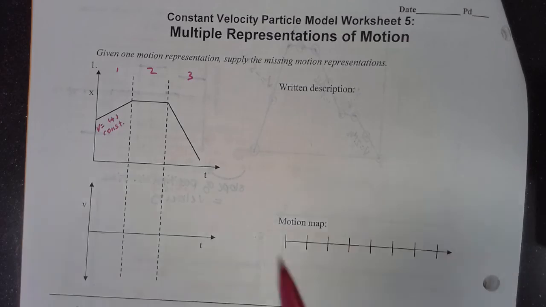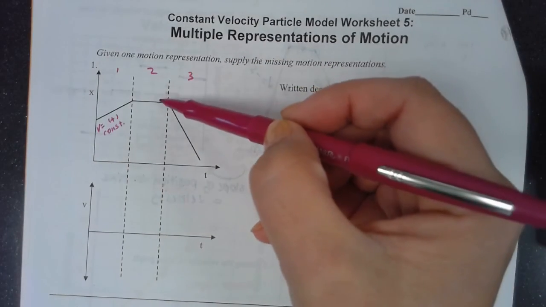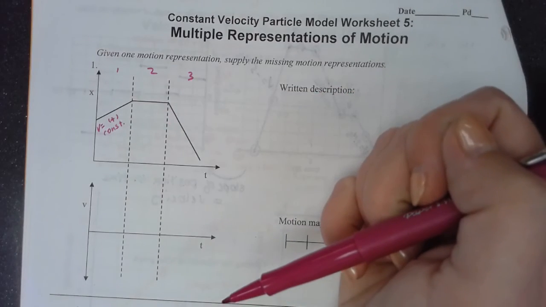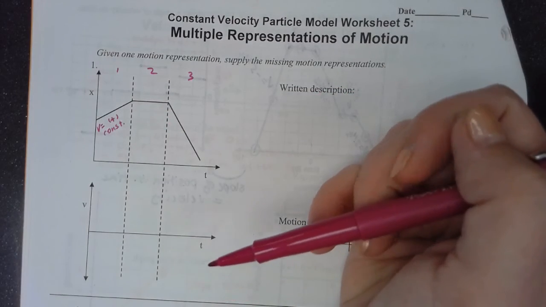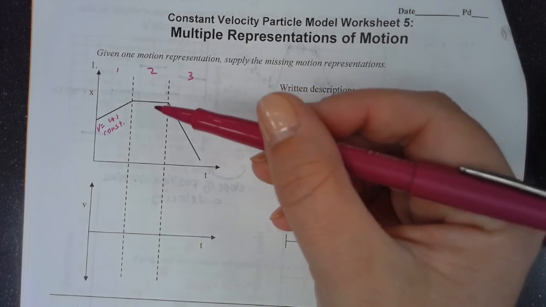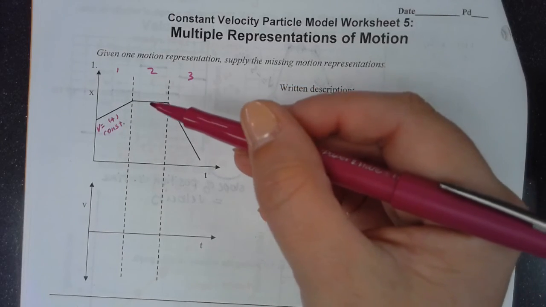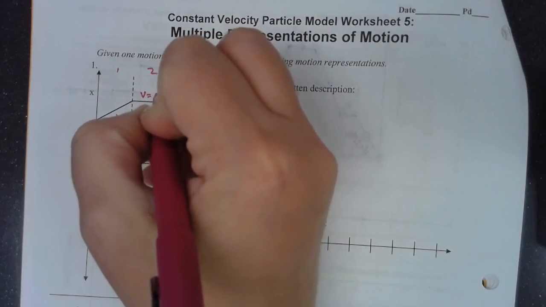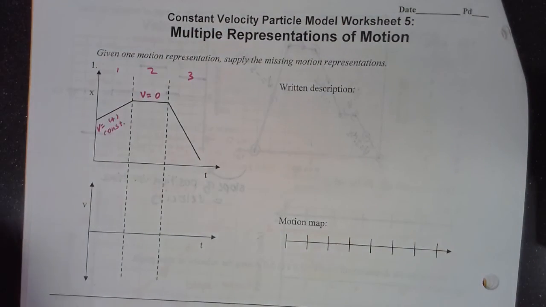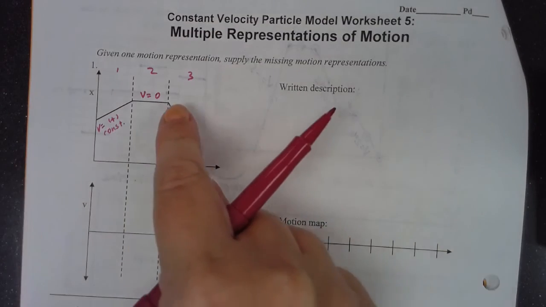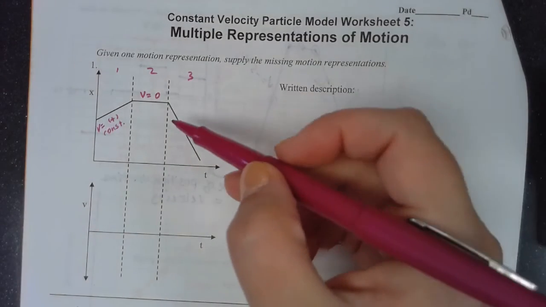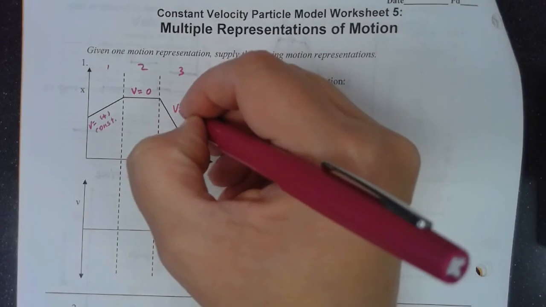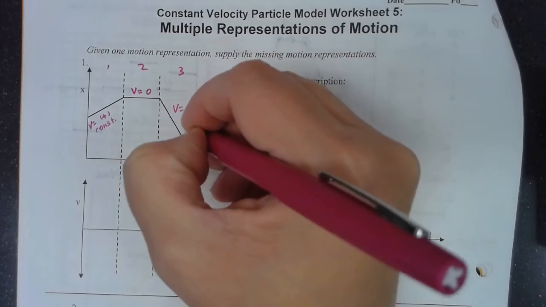In the second part of the motion, my object is not changing position at all. If I'm not changing position, I'm not moving. If I'm not moving, I don't have any velocity. So my velocity there is 0. That one's pretty easy. Then in the last part, now instead I have a negative slope. So I know that my velocity is going to be negative, and it's still constant.